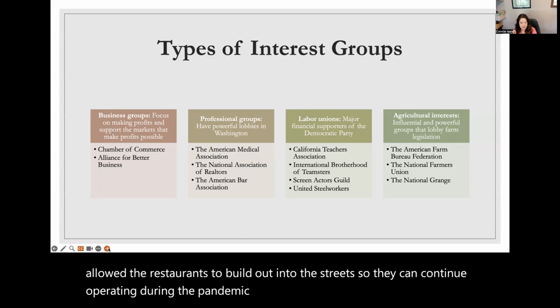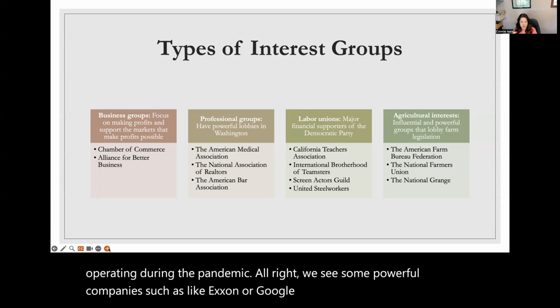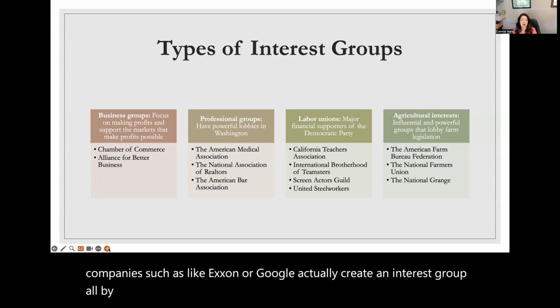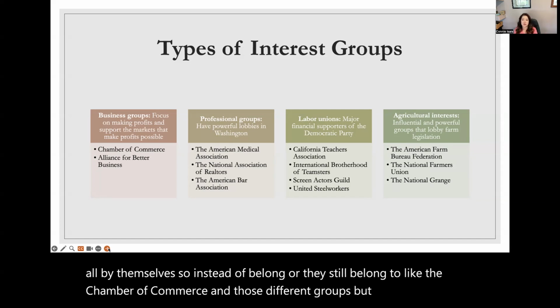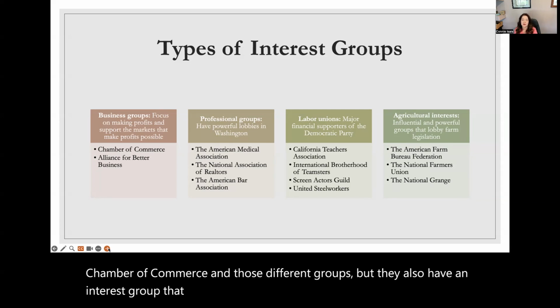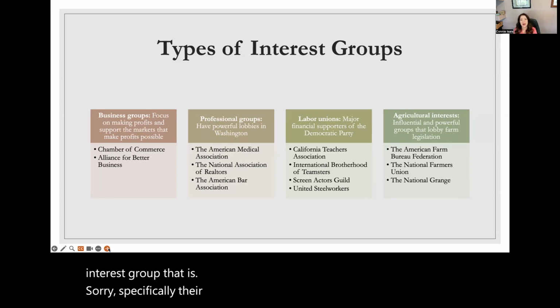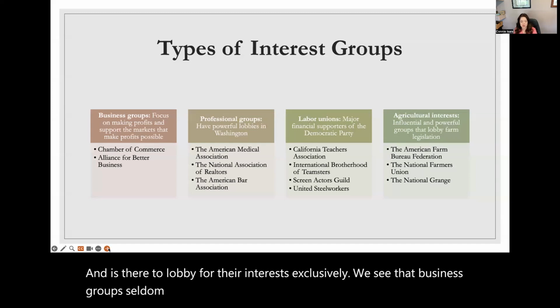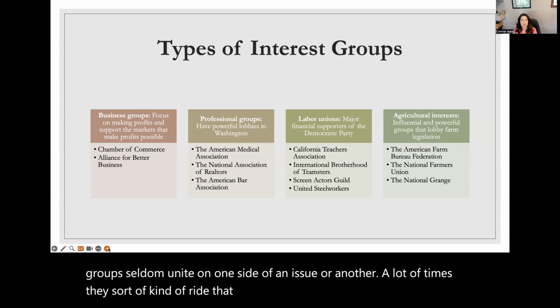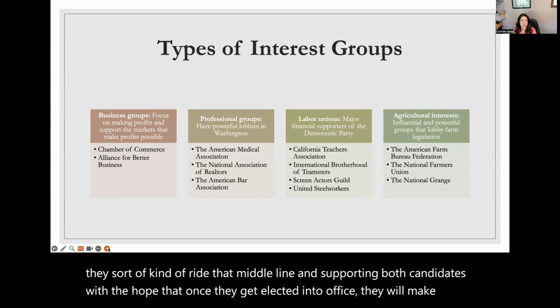All right. We see some powerful companies such as Exxon or Google actually create an interest group all by themselves. They still belong to the Chamber of Commerce and those different groups, but they also have an interest group that is specifically their own and is there to lobby for their interests exclusively. We see that business groups seldom unite on one side of an issue or another. A lot of times they kind of ride that middle line in supporting both candidates with the hope that once they get elected into office, they will make decisions that are favorable to them.